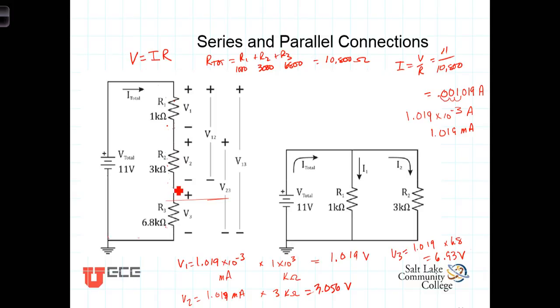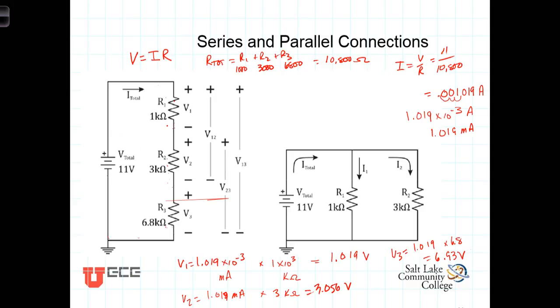Now you'll notice that, allowing for round-off error, V1 plus V2 plus V3, the voltage drop across here, plus the voltage drop across there, plus the voltage drop across there, will equal the total voltage increase provided by this DC source of 11 volts, or the 1.019 volts plus the 3.056 volts plus the 6.93 volts, again allowing for round-off error. The sum of those three voltages equals the 11 volts.